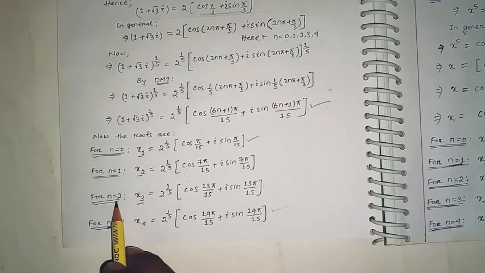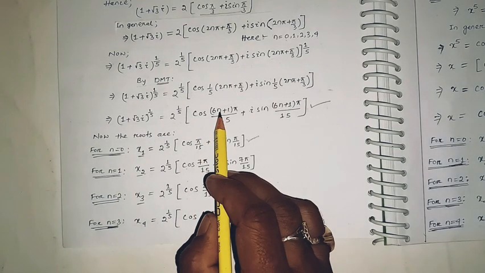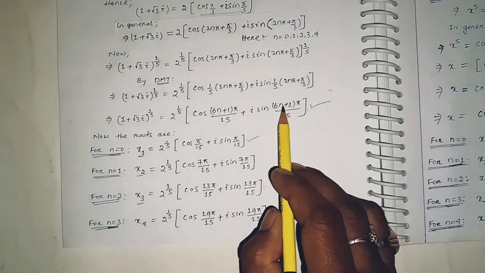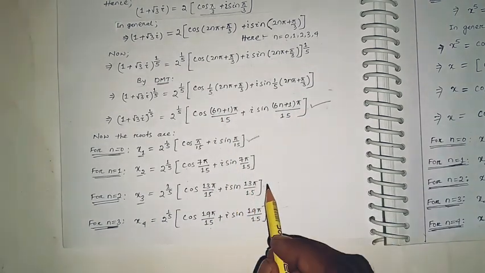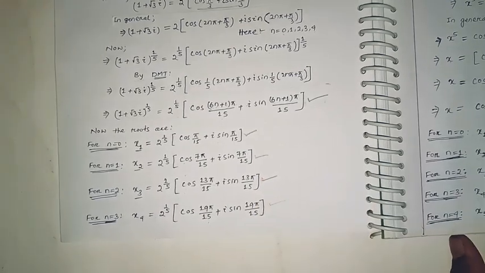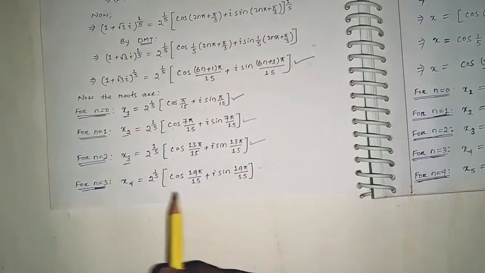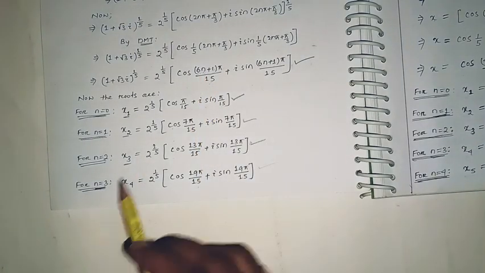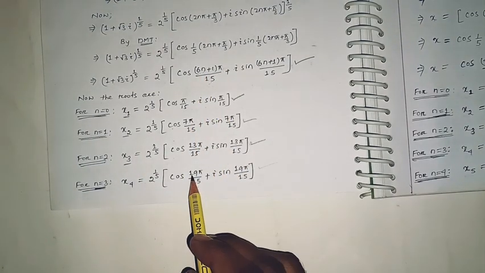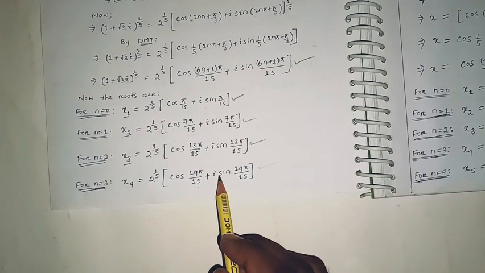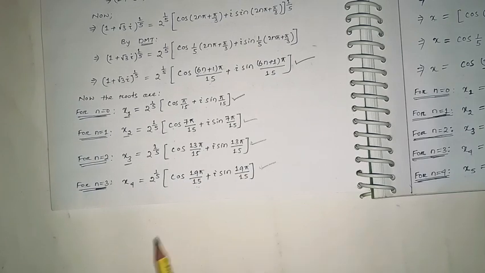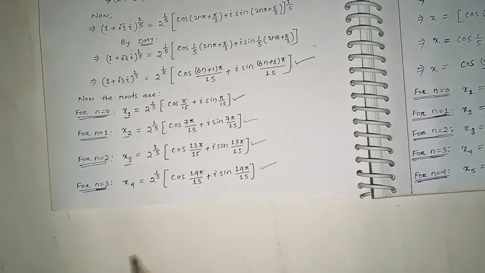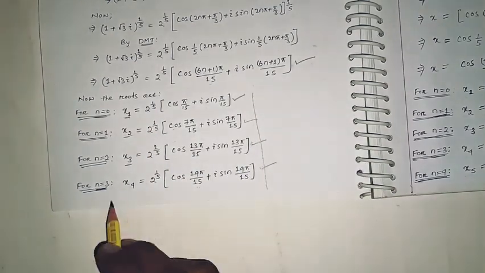For the third root, we substitute n equal to 2. This will be 6 into 2, 12 plus 1, 13 pi by 15. Here also cos 13 pi by 15 plus i sin 13 pi by 15. This is the third root. For the fourth root, we substitute n equal to 3, which means 6 into 3, 18 plus 1, 19: cos 19 pi by 15 plus i sin 19 pi by 15. This is the fourth root, with 2 to the power 1 by 5 there. So here we found the 4 roots.